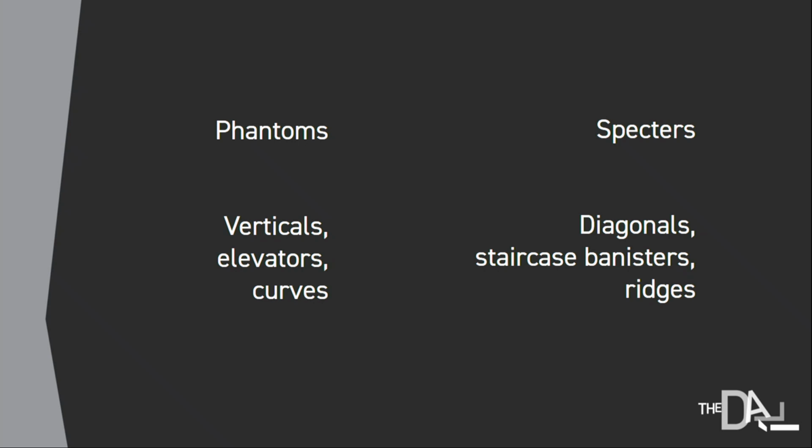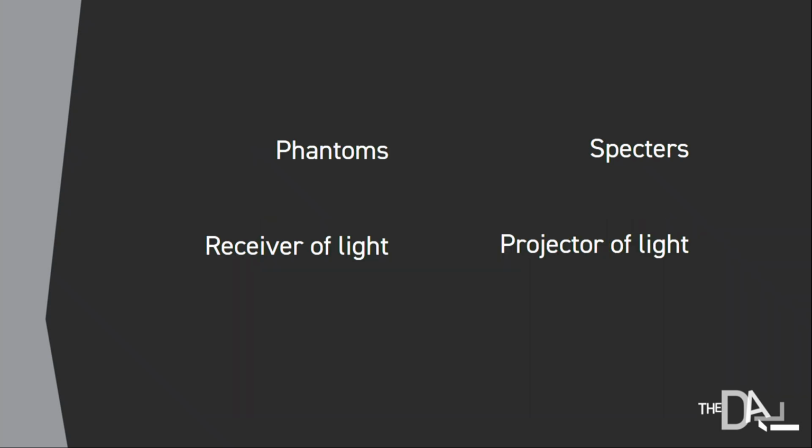Another series, phantoms are verticals, where specters are diagonals. So something that's planted, solid, compared to like a diagonal moving through space. An elevator versus a staircase banister. Not so sure how helpful that one is. And curves versus ridges. And that sort of makes sense. Curves are softer, more fluid. A ridge would be sharp. You could get cut on it. So that helps a little bit.